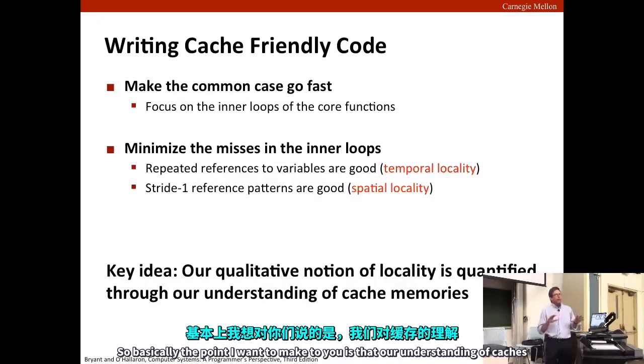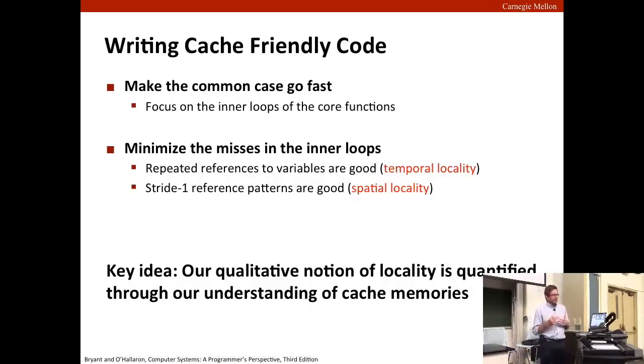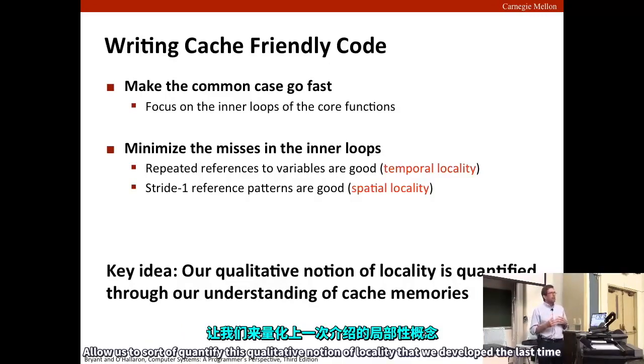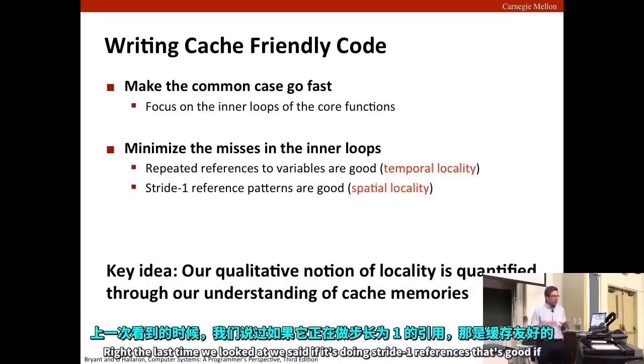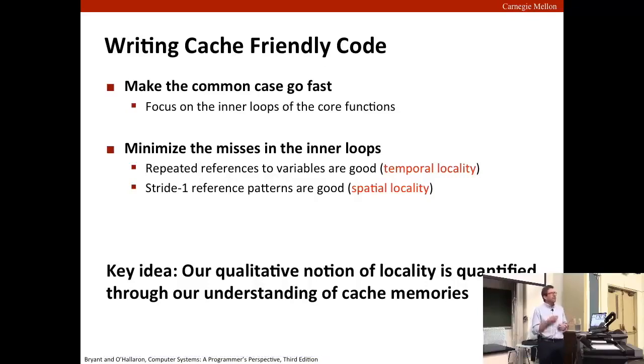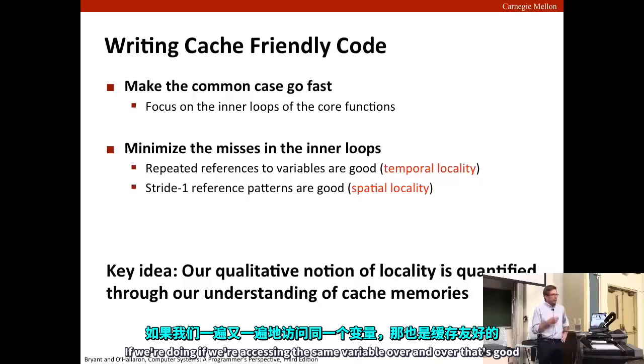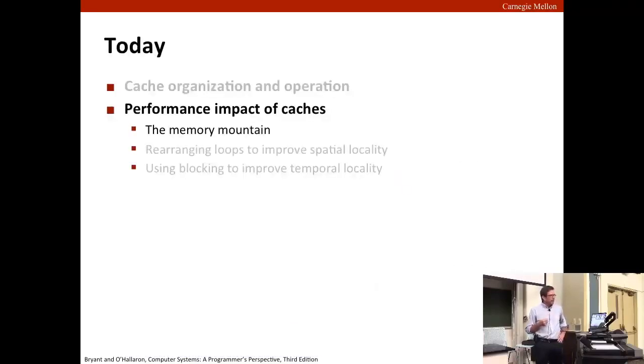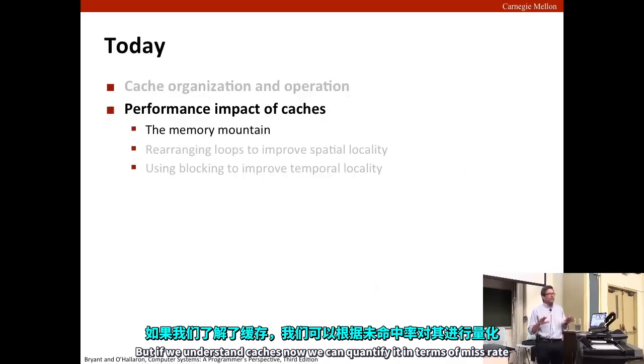So basically the point I want to make to you is that our understanding of caches allows us to quantify this qualitative notion of locality that we developed the last time. The last time we said if you're doing stride 1 references, that's good. If we're accessing the same variable over and over, that's good. But if we understand caches, now we can quantify it in terms of miss rate.